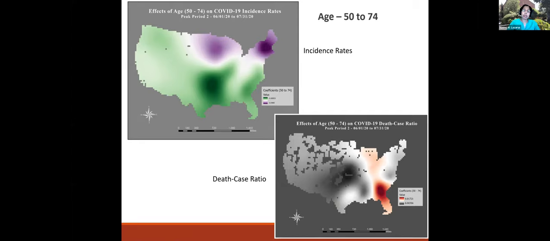In terms of death to case ratios, this age cohort has a positive effect on deaths related to COVID in the Southeast and Midwest, but low to negative impacts in the western part of the country.